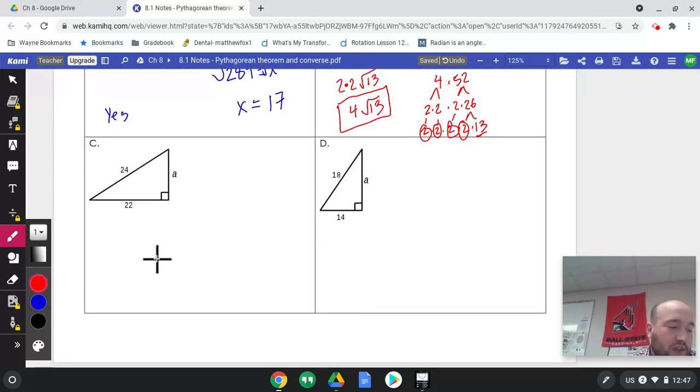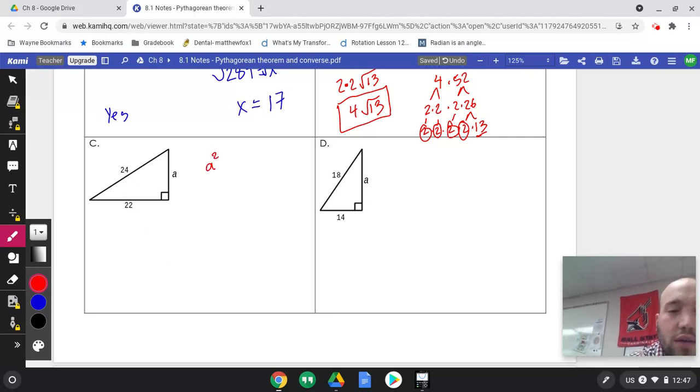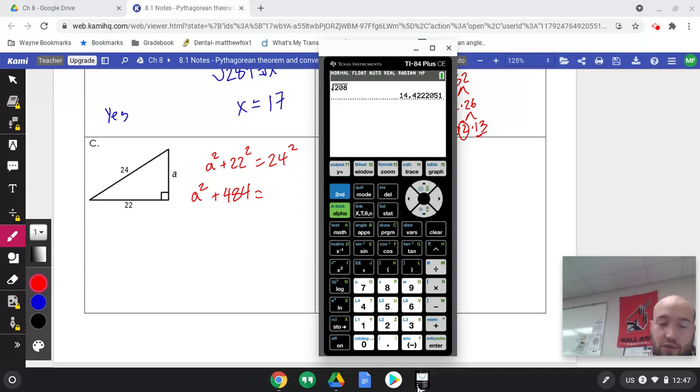Okay, down here we do the same thing, okay, except this time we are already given c. 24 is our c, so a squared plus 22 squared equals 24 squared. So a squared will stay here. 22 squared is 484. Once again, I don't expect you guys to know this. Just go to your calculator. And if we do 22 times 22, get 484. And if you don't have a calculator, just go to Google, type 22 times 22. It'll tell you. Use your phone, whatever you need to. 24 times 24 now. And we get 576.